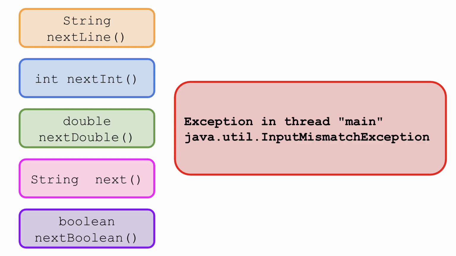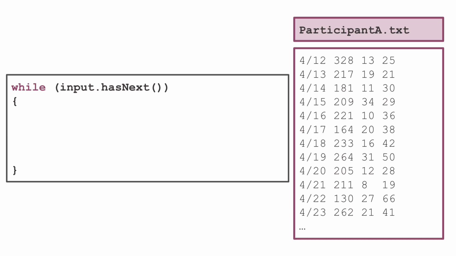An input mismatch exception occurs in Java when the scanner class attempts to read a value from the input that does not match the expected type. For example, if the program expects an integer but the data file contains a string, the scanner will throw an input mismatch exception.